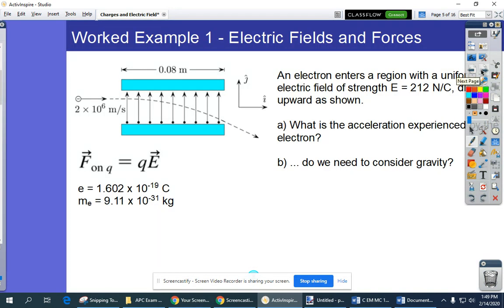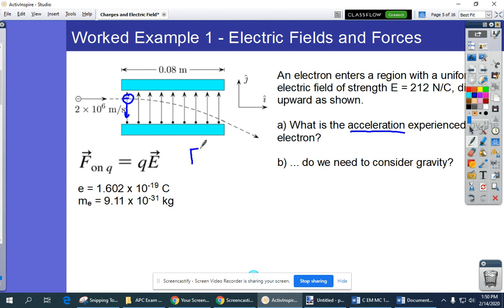So let's look at a little example here. We've got an electron that's entering a region of space that has a uniform electric field of 212 newtons per coulomb, directed upward as shown. So we want to know what's the acceleration experienced by the electron, and then we'll deal with part B in a moment. Well, notice the diagram kind of suggests that the electron gets pulled downward even though the electric field is upwards, because remember, electrons are negative. The electric field tells us what a positive charge would do. The positive charge would move up. So an electron, cheeky little thing that it is, wants to be contrary and wants to get pulled down.